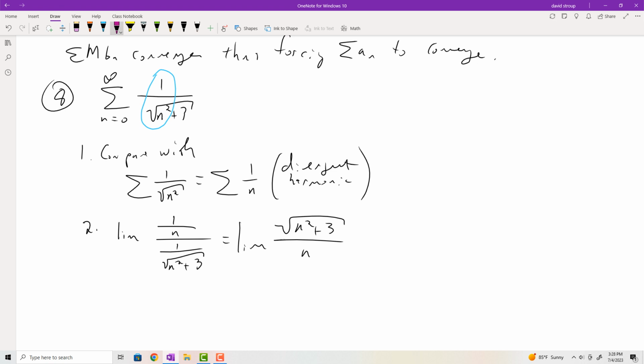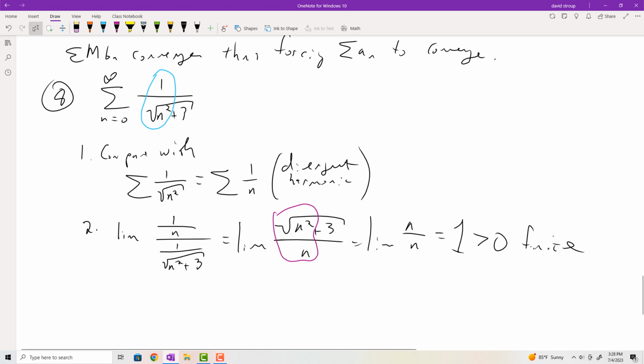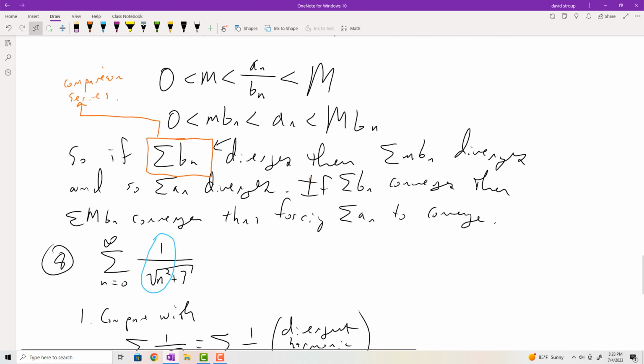And then I'm going to do my circling. And of course, that will just be the limit, because I'm going to infinity, square root of n squared is just n, all over n. And that will equal 1, which is greater than 0 and finite. Hence, both of them will diverge.